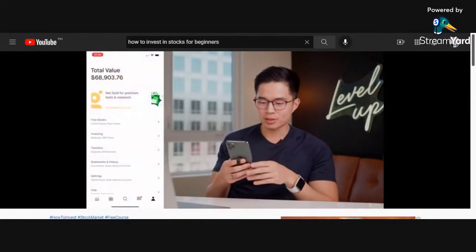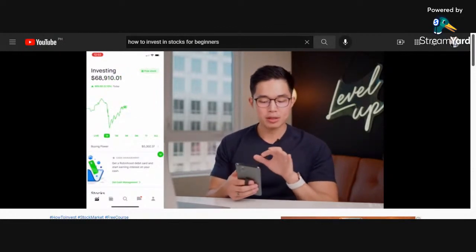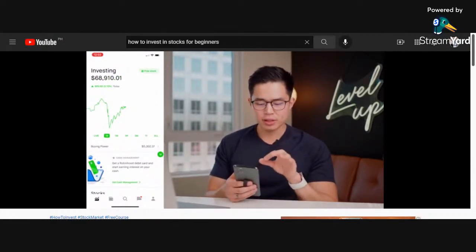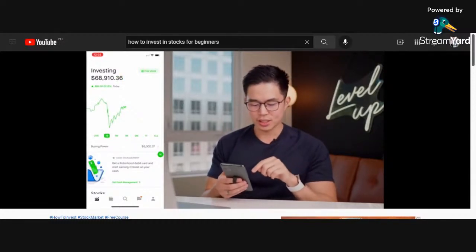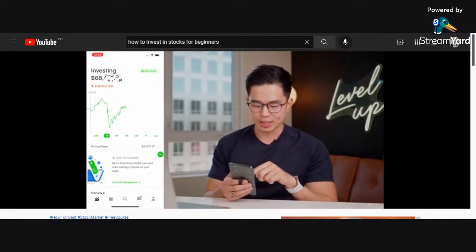So I've opened up Robinhood right here. This is my main dashboard. It's going to show you how much money you have invested. So right now I have about $69,000 in this account. It's going to show you what the value of your account has been throughout the day. You can scroll through like that, so it's pretty cool.